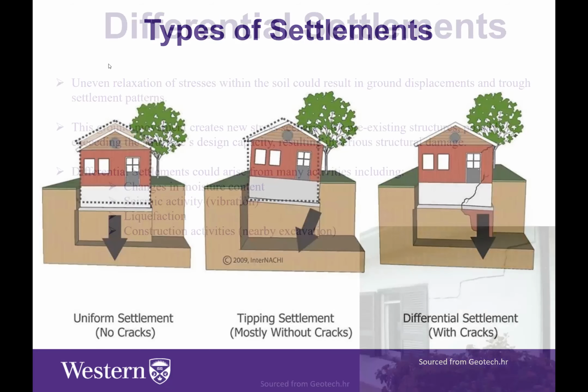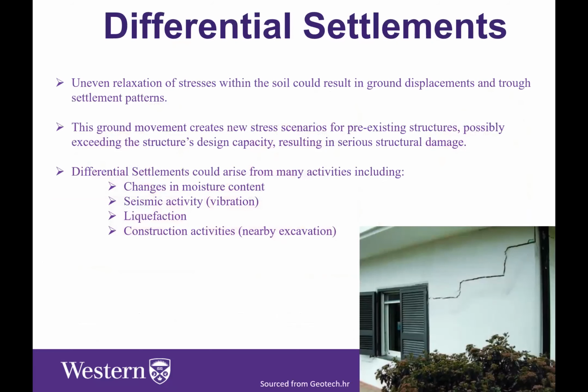So differential settlements, why do they occur? Well, differential settlements basically occur from an uneven relaxation of the stresses within the soil strata. This uneven relaxation would cause displacement and a trough settlement pattern, which we see as differential settlement. This ground movement would give you a new stress scenario for pre-existing structures within the area.